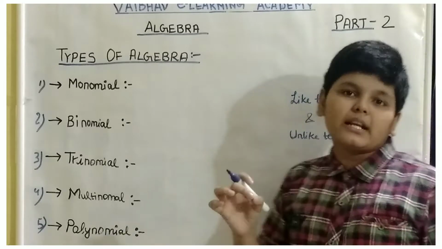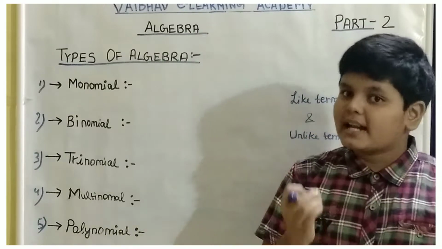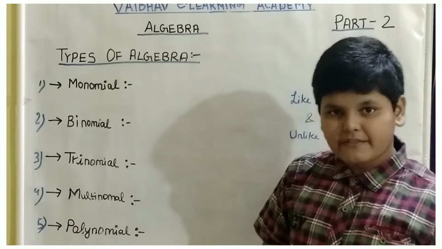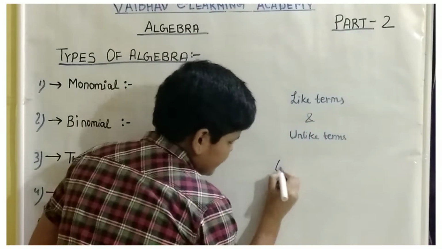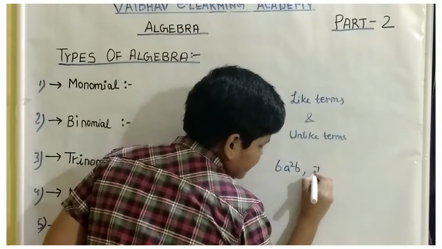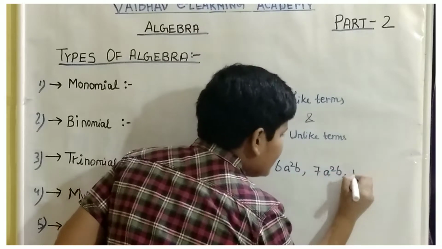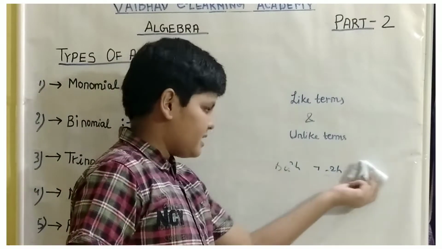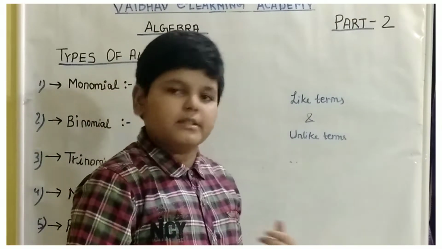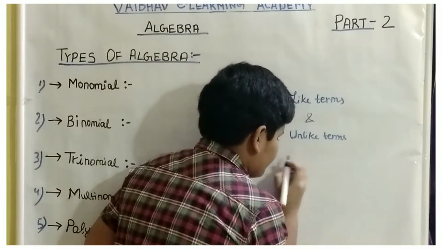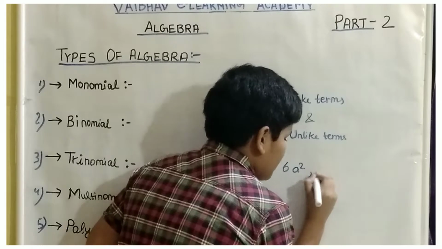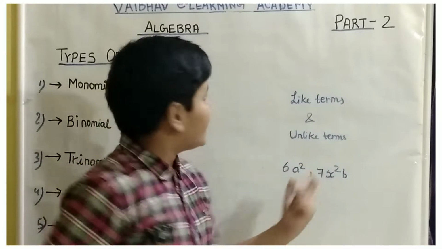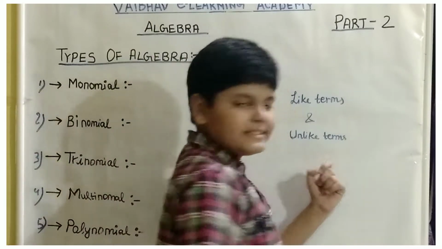So what are like terms? Like terms means the terms have the same variables. For example, 6a square b, 7a square b, 11a square b. So these all are like terms. Unlike terms are just the opposite. They have different variables. For example, 6a square, 7x to the power of 2b. So these are some like and unlike terms.